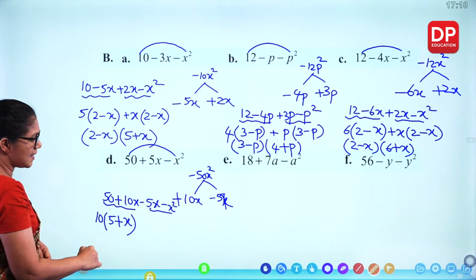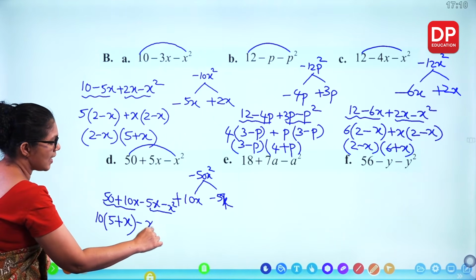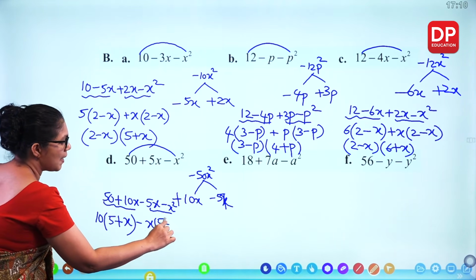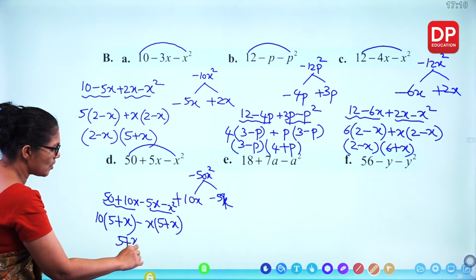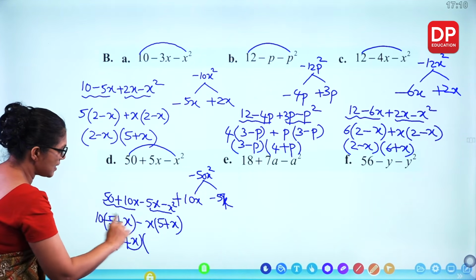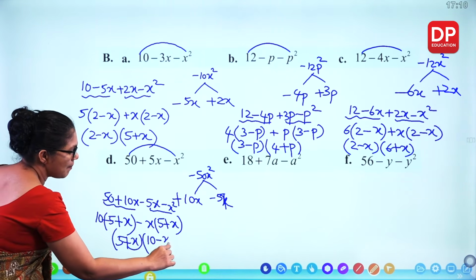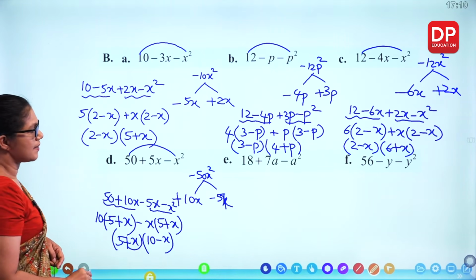You get 5 plus x, minus x, you can take it out. 5 plus x is common. Take it out and the remaining part is 10 minus x.